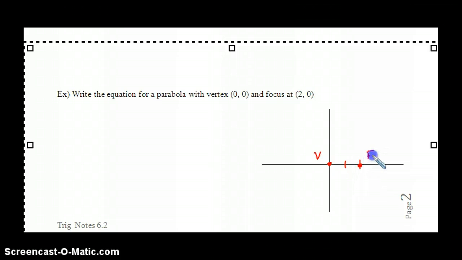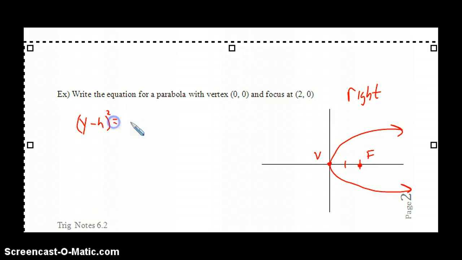Now remember, I said that the graph will always wrap around the focus. So that means that my graph has to be opening right like this. So if it's opening right, go back to the front side of your notes and check to see which form of the formula has it opening right. And that would be this form, where the y value is being squared. So to get this, you need to kind of draw a visual to understand that it's opening to the right.